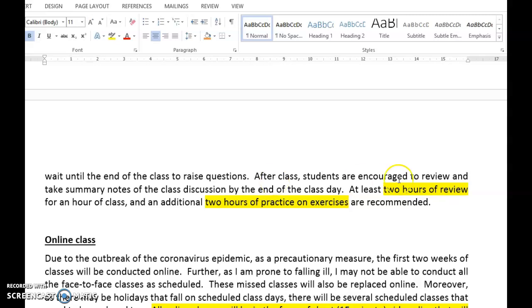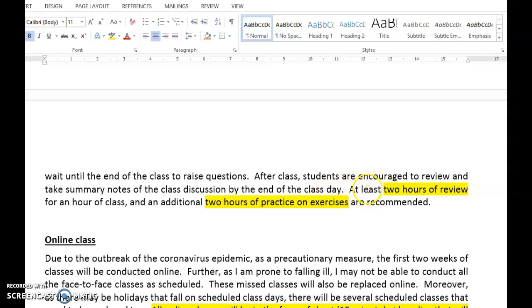So after class, students are encouraged to review and take summary notes of the class discussion by the end of the class day. For example, if you have a class today, you take short notes during the class, and then by the end of the day, you take more elaborate summary notes.